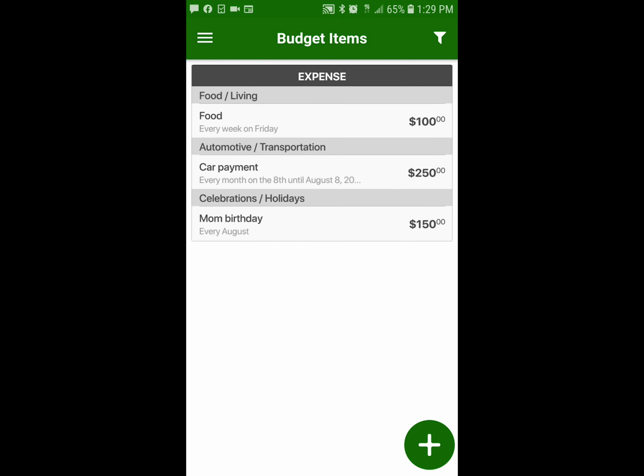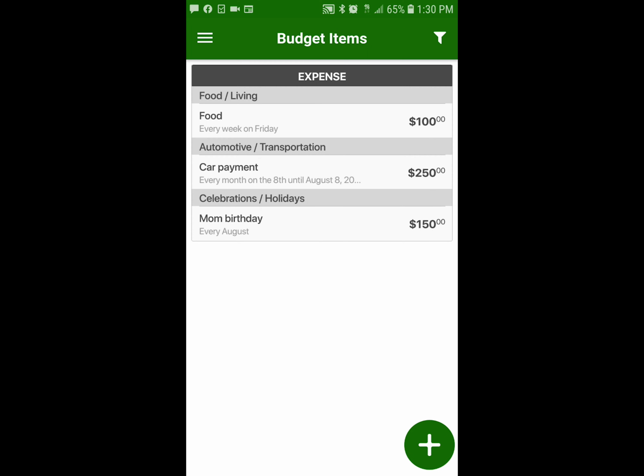All right, welcome back to this tutorial. Today we're going to cover the weekly detail screen in the My Budget section of the app. Remember last time we had entered three expense budget items: food every week for $100, car payment every month for $250, and mom's birthday every August for $150. So we're going to view those in the budget and see what that looks like.